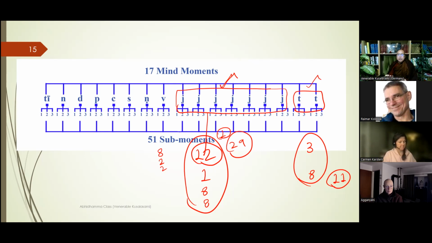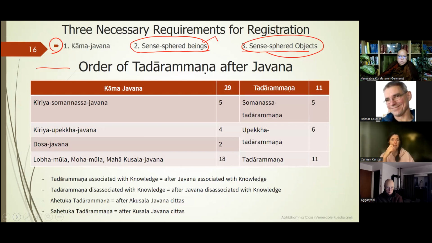Which kind of Javana arises, and which kind of Tadaramana will arise? We have to look at this. So this is the general picture. Let's look at it first, then we can think and digest it together. Here, Kama Javana altogether 29, and here is Tadaramana 11.